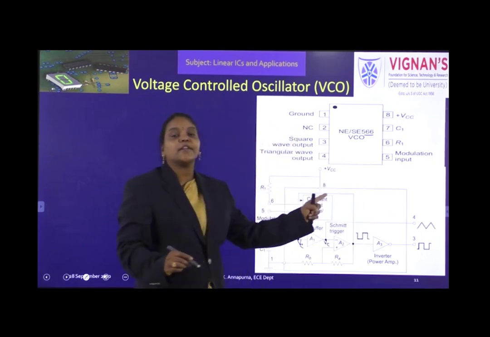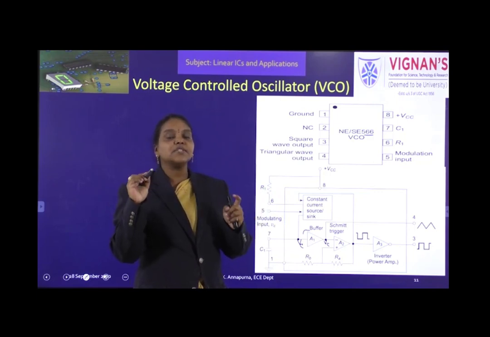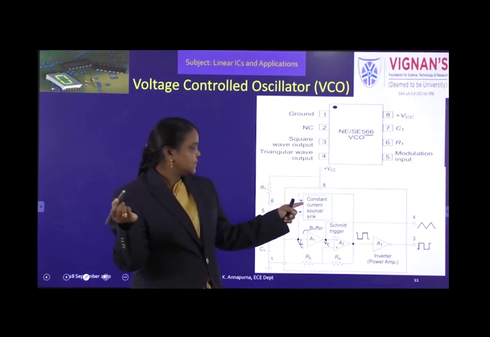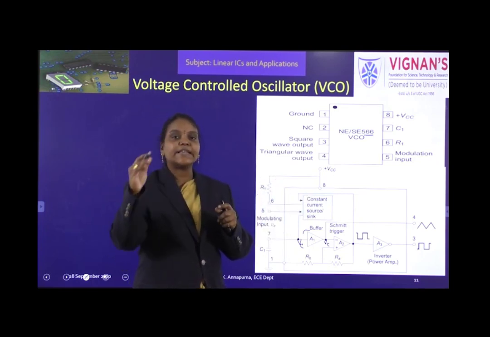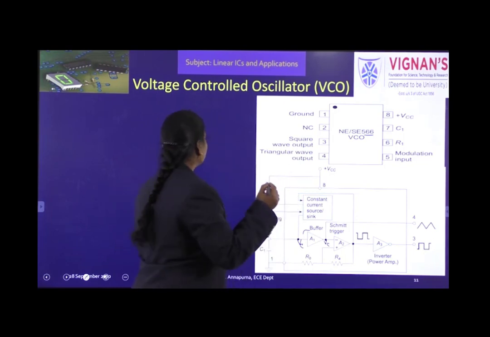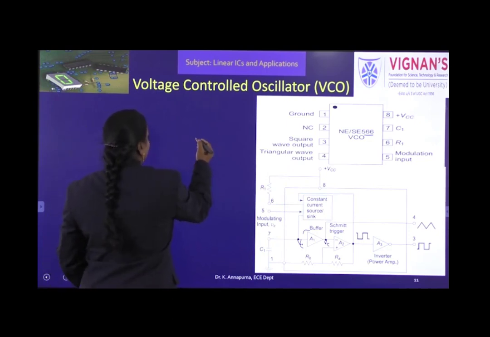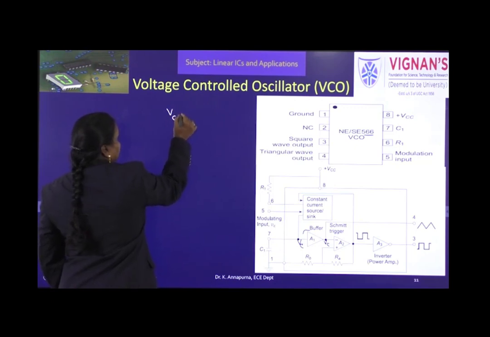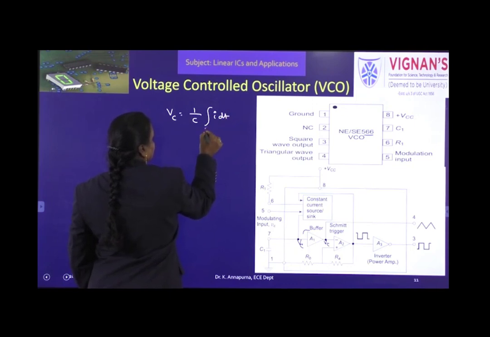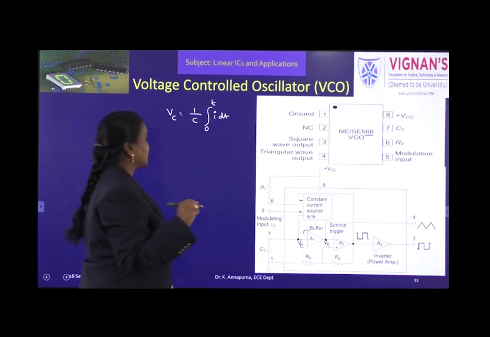It will give us a triangular wave because the capacitor is charging and discharging via a constant current source or constant current sink. So it will linearly charge and linearly discharge. It results in a triangular wave. You know, the voltage across the capacitor is 1 by C integral I dt. This is the voltage current relationship for a capacitor.